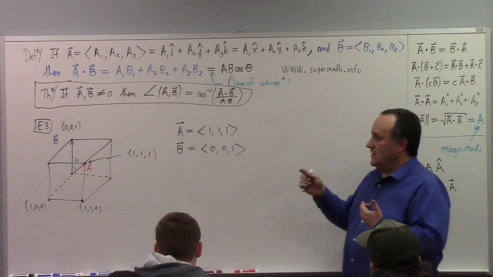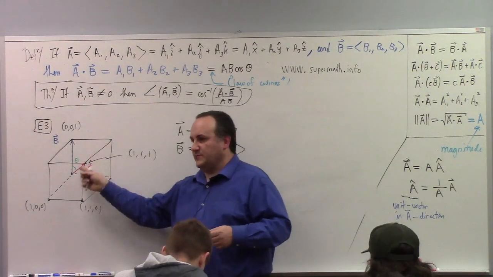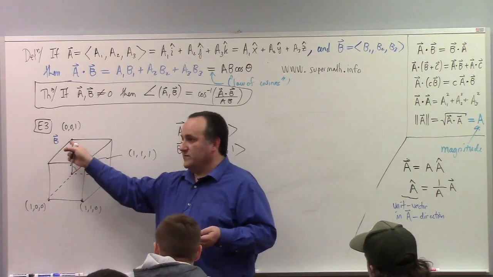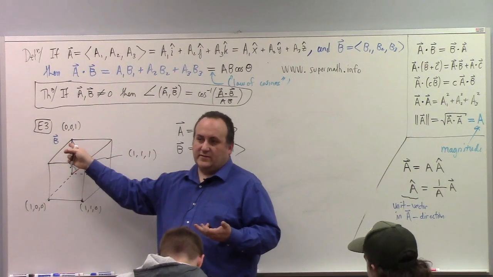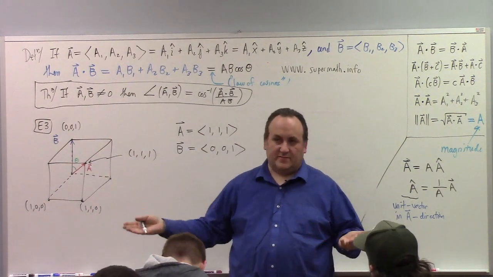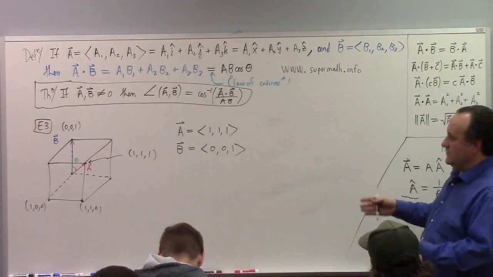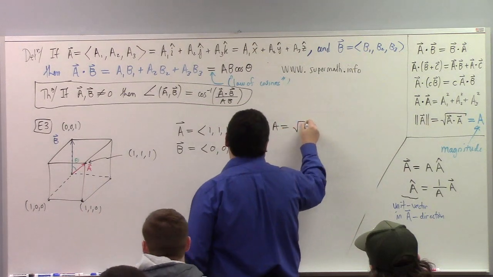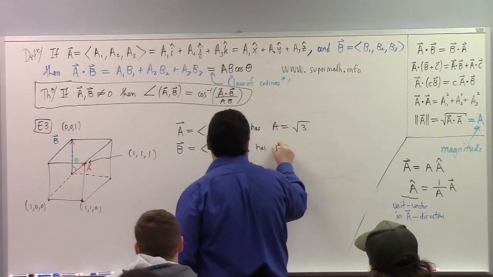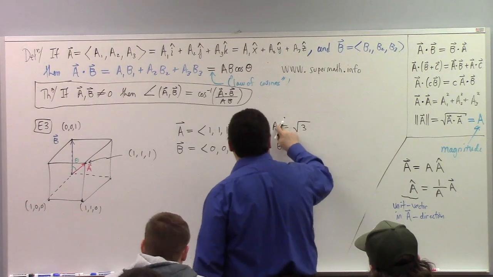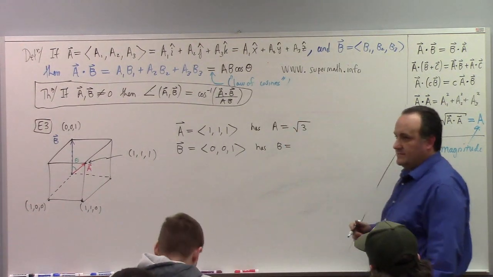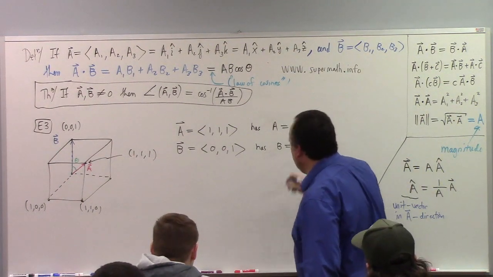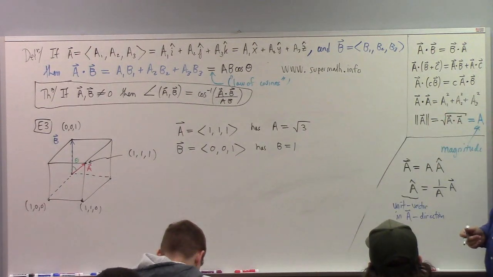But so the vector A goes from the origin out to 1, 1, 1, right? So it's the 1, 1, 1 vector. The vector B goes from the origin up to 0, 0, 1. So that's the 0, 0, 1 vector, also known as k hat for you guys, or z hat for my students. Now, what's the magnitude of A? Square root of 3. What's the magnitude of B? B is a what? Right. B is 1. B is, in fact, a unit vector. It is the unit vector in the z direction.